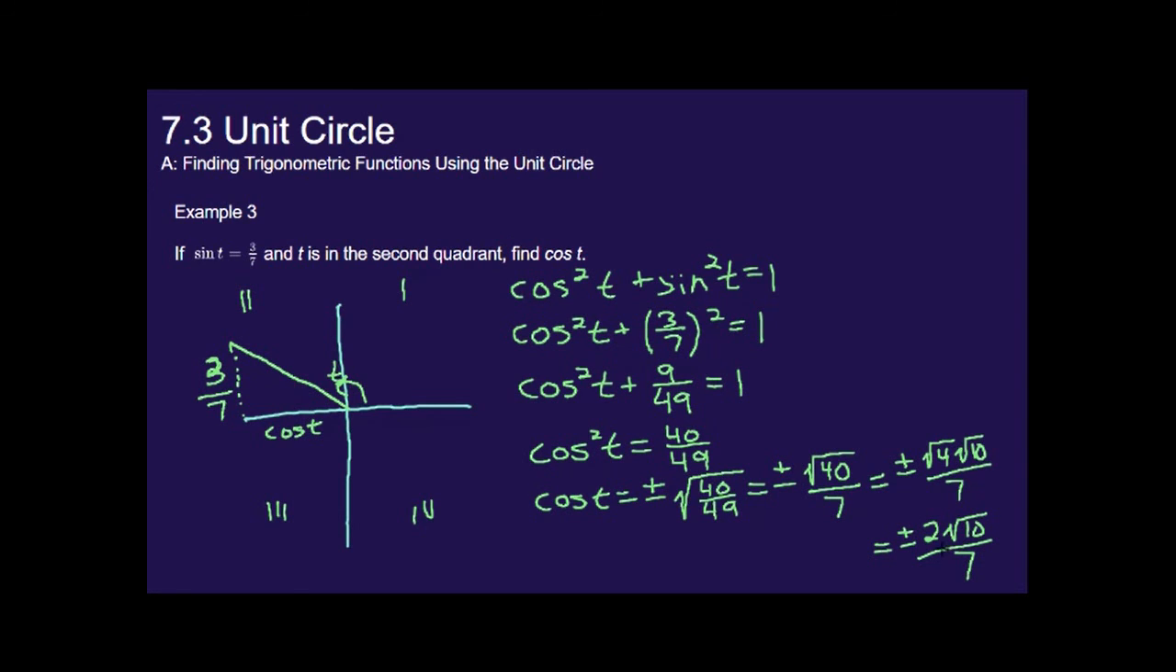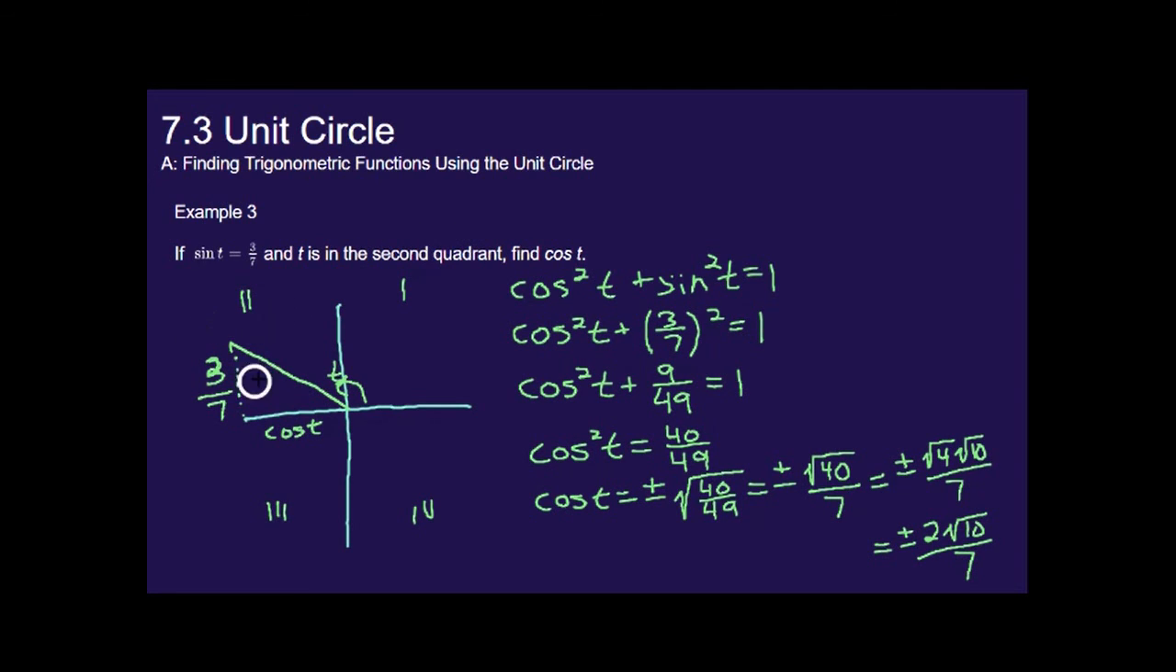So my solution, I have two solutions. I have the positive 2 square root of 10 divided by 7, and I have negative 2 square root of 10 divided by 7. Well, which one am I talking about? Which one do I actually want? Remember, we're finding the cosine of t. We're finding the x value of t, and we know that it's in the second quadrant.